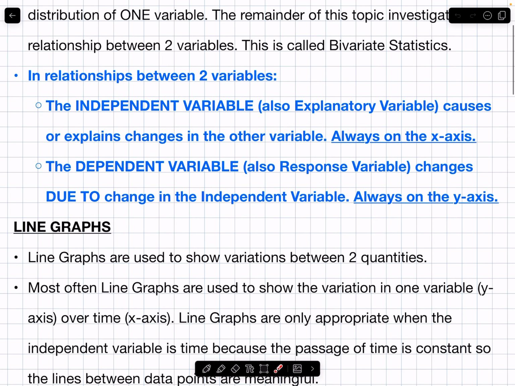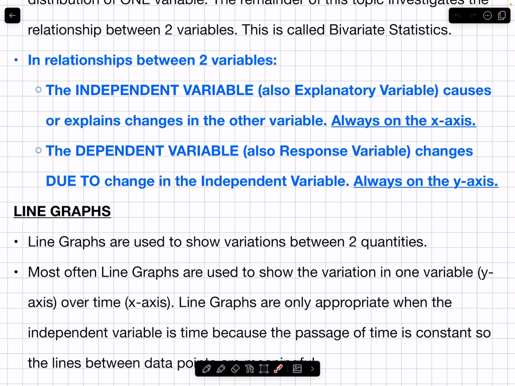So the first set of notes that you should probably get is, in relationships between two variables, there is always an independent variable, otherwise known as the explanatory variable. Why is it called that? Because it explains changes in the other variable. This is always on the x-axis. So the independent variable, the one that causes changes in the other variable, must be on the x-axis, which is the left and right, the horizontal one.